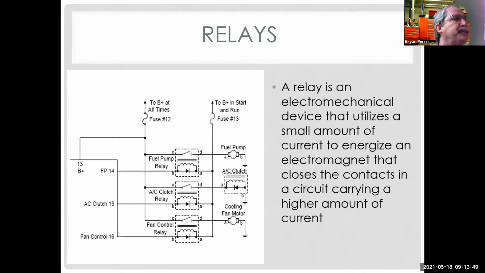So relays. A relay is an electromechanical device that utilizes a small amount of current to energize an electromagnet that closes the contacts in a circuit carrying a higher amount of current. So in this case, we can see I have a fuel pump, an AC clutch, and a cooling fan motor. I have my computer right here. I have power that's coming down, goes to the computer, and it goes to all three relays.